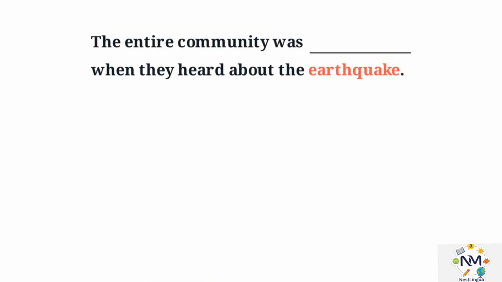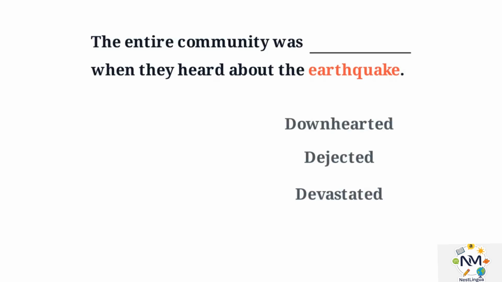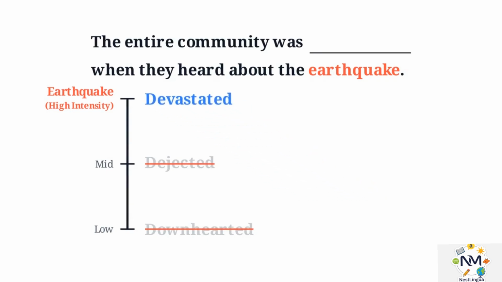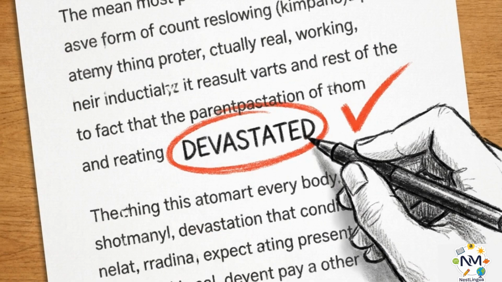Let's test this. Look at this sentence. The entire community was blank when they heard about the earthquake. We have 3 choices for that blank: downhearted, dejected, or devastated. A major earthquake is a high-intensity tragedy. Downhearted and dejected are too weak to describe a natural disaster. Only devastated has the necessary weight to fit the scale of this situation. Using proportional language ensures that your writing carries the right amount of gravity for your subject.